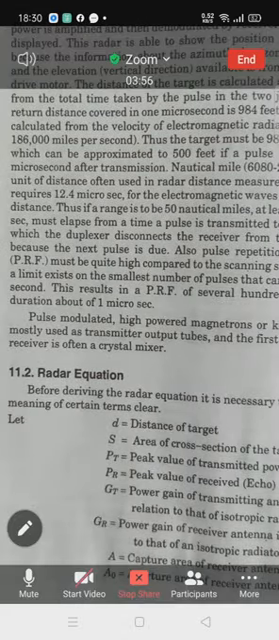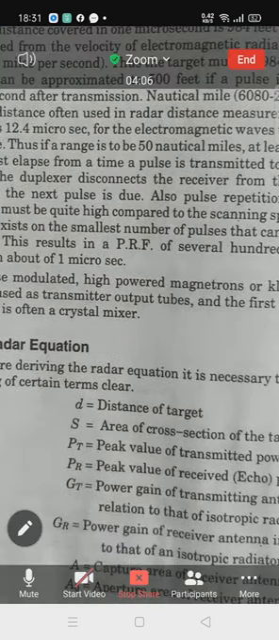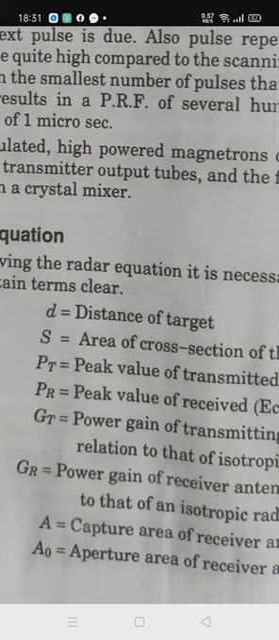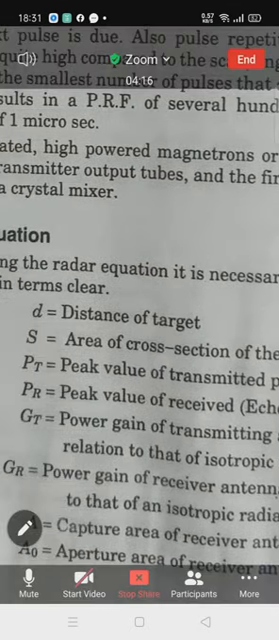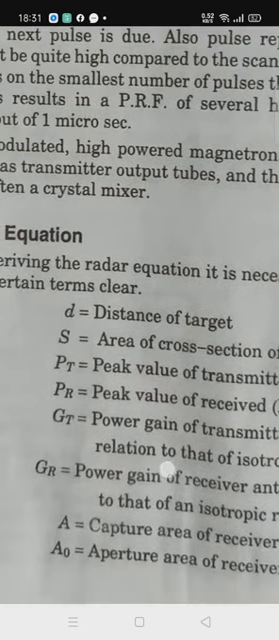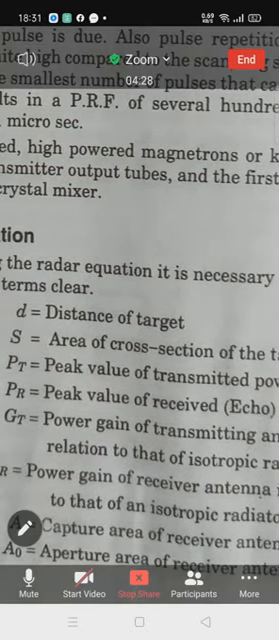Now, before deriving that equation directly, we should know some terms and their meaning. Here we are taking some constants and some terms. Small d is the distance of the target. Then S is the area of cross section of the target. Then Pt, where t is the suffix, is the peak value of transmitted power. Then PR is the peak value of received echo power. Echo means the waves which are reflected back, so they are known as the received echo power.